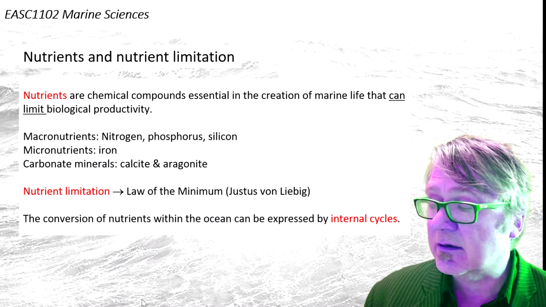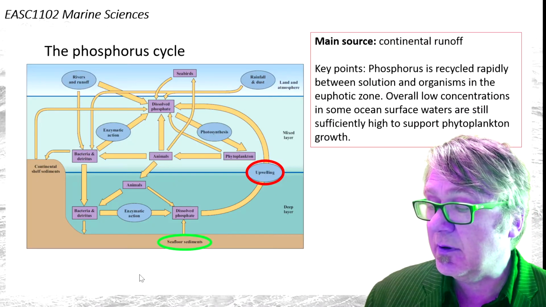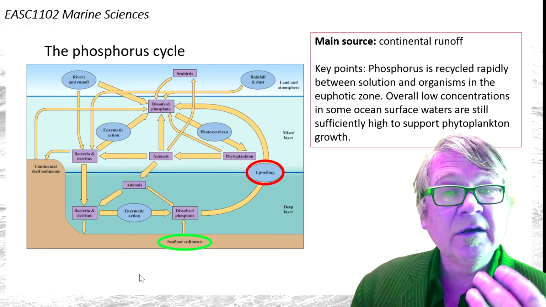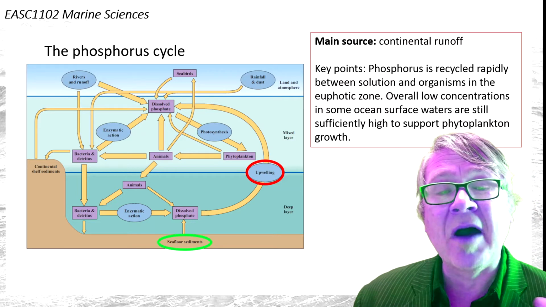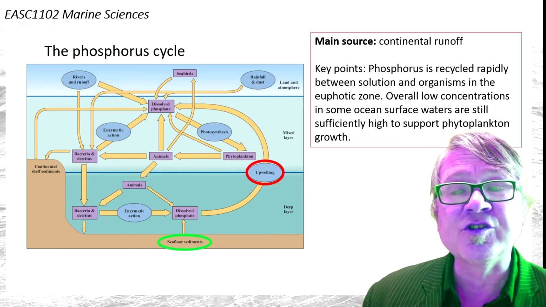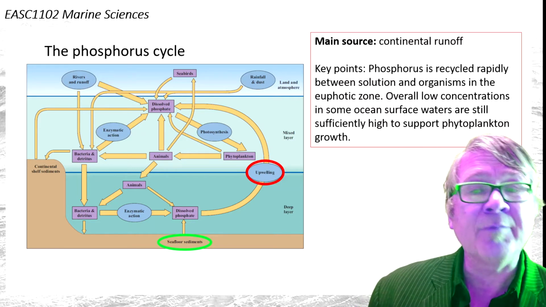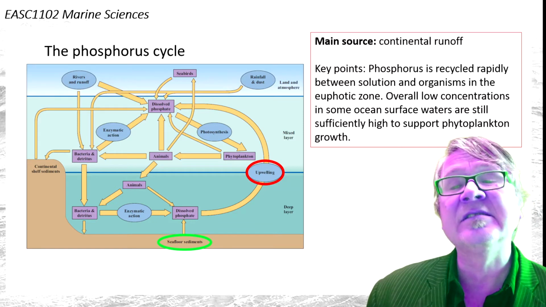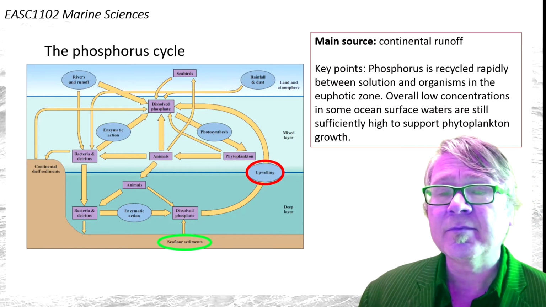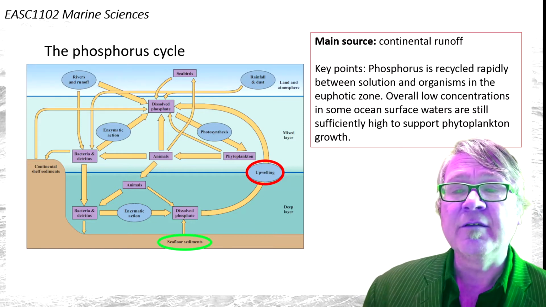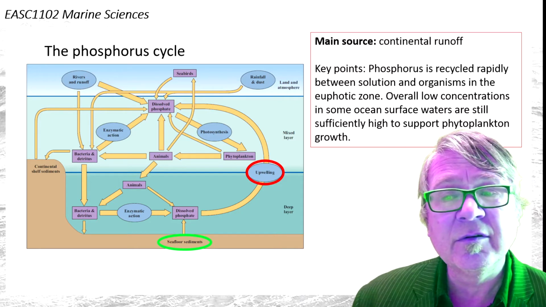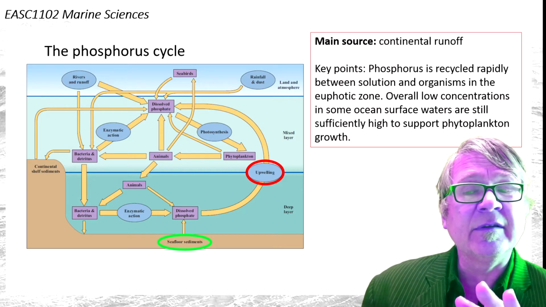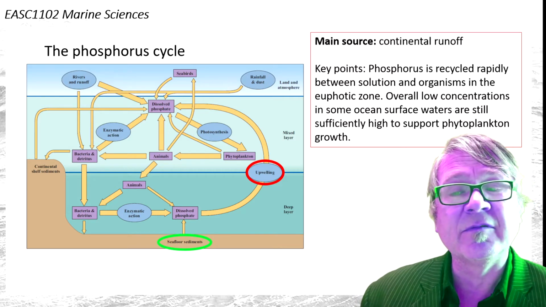Let's see how it looks. So this is what we call a cycle. It is a diagram that indicates the pathway of conversion of a property. In this case, it's the phosphorus cycle. Phosphorus is one important nutrient, and you can see a little bit here what happens to the phosphorus.